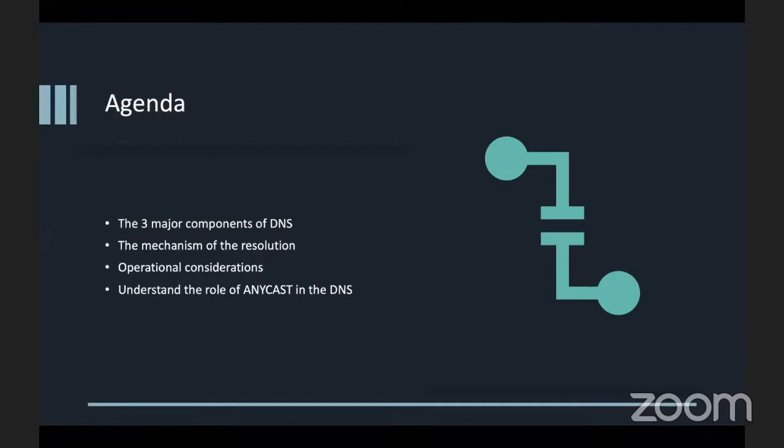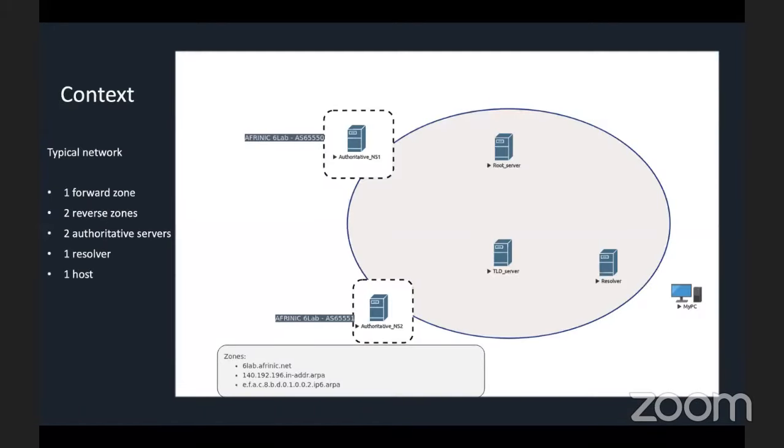So let's start with the agenda. Today we'll be talking about the three major components of the DNS, the mechanism of the resolution, and we'll go into the operational considerations that you have to take into account, and we'll finish by understanding the role of the anycast in the DNS. So this is the kind of typical network that you can have for the DNS that we'll use during this webinar. Consider that we can have one forward zone, several reverse zones, two authoritative servers, and also one resolver and one host.